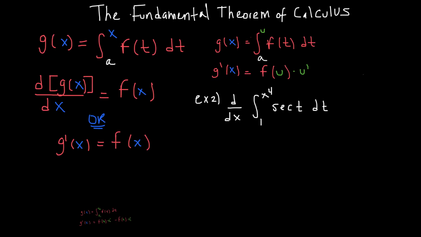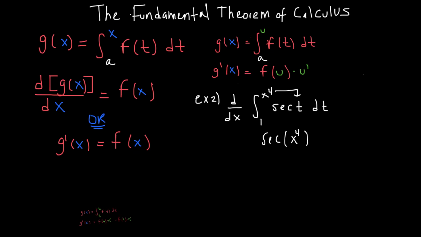If you wanted to do this the long way, you would actually integrate secant, evaluate the limits and then take the derivative. I'm not going to do that. I don't even think I remember the integral of secant. What I'm going to do is just follow the theorem. The theorem says your answer is going to be secant, but that t variable is going to become x to the fourth.